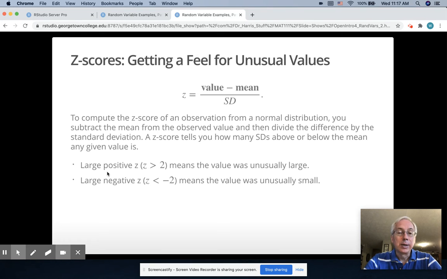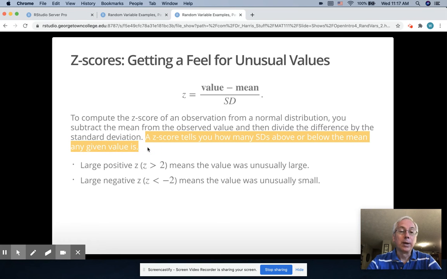And what this does is, doing that subtraction tells me how far above or below my observation is from the mean. And dividing by the size of the standard deviation actually tells me how many standard deviations I am above or below. So again, the sentence right here is a good one. A z-score tells you how many standard deviations above or below the mean the given observation is.